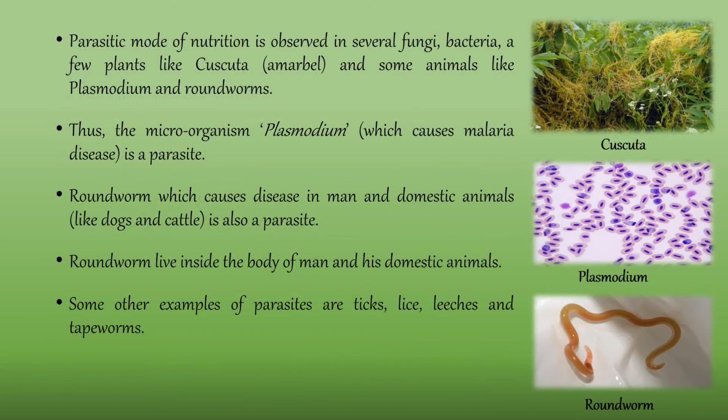Parasitic mode of nutrition is observed in several fungi, bacteria, a few plants like cuscuta, and some animals like plasmodium and roundworms. Thus, the microorganism like plasmodium, which causes malaria disease, is a parasite. A roundworm, which causes diseases in man and domestic animals like dogs and cattle, is also a parasite. Roundworms live inside the body of man and his domestic animals. Several fungi and bacteria and plants like cuscuta are also parasites. Some other examples of parasites are ticks, lice, leeches, and tapeworms.